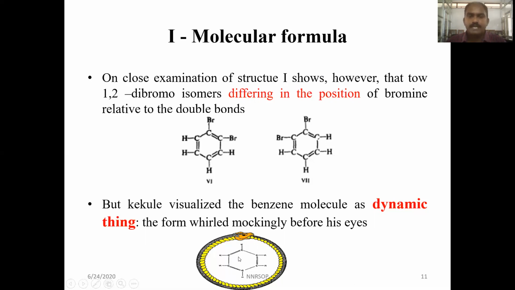Kekule visualized that the benzene molecule is a dynamic molecule, because there is a displacement of bonds taking place. So he assumed that the benzene structure would be like a snake holding its tail and rotating around. So he assumed that there is a dynamic thing in the benzene structure. He was visualizing larger atoms very near to him and smaller atoms away from him, and they are rotating, modeling before his eyes. So he explained that benzene has some dynamic thing in the benzene ring.